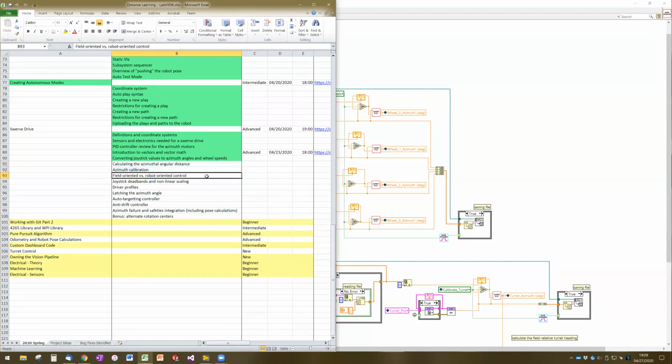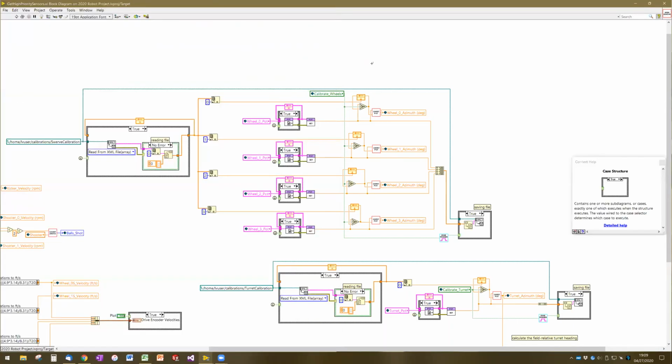So the next item that we have on our list is field-oriented versus robot-oriented control. Does anyone remember the difference between field-oriented and robot-oriented? So I haven't picked on Mr. Shanafield at all today. Does Mr. Shanafield know the difference between field-oriented and robot-oriented control?